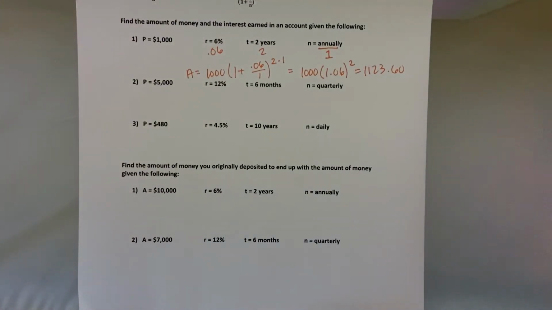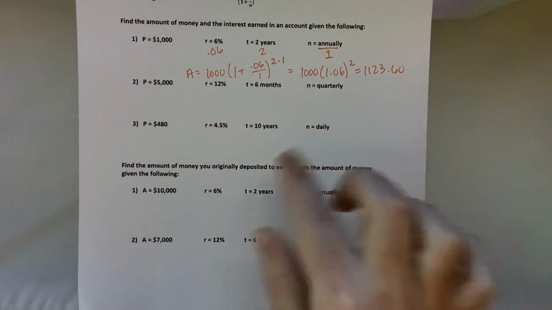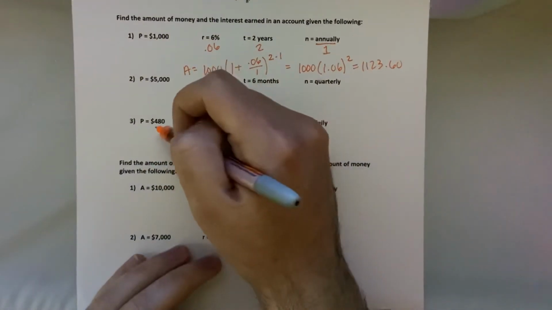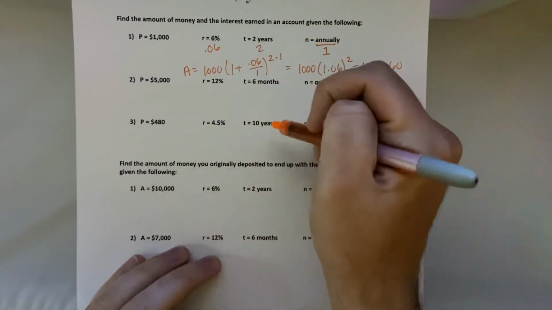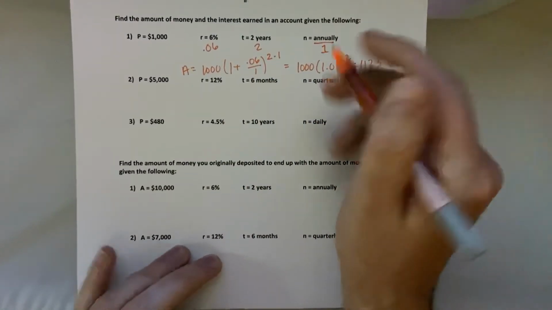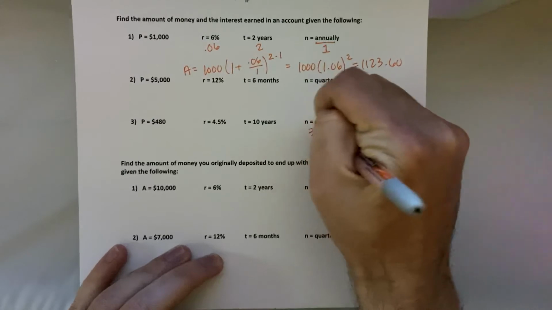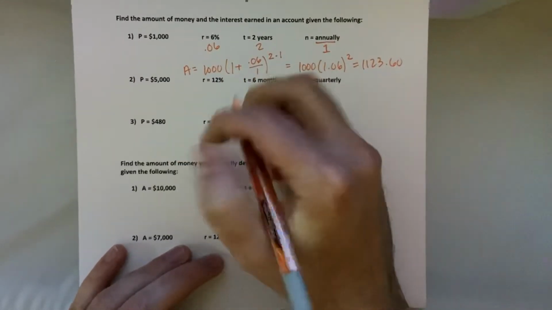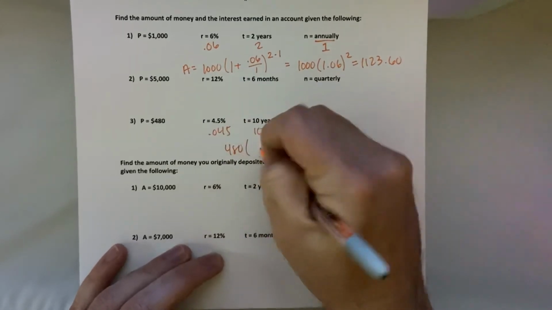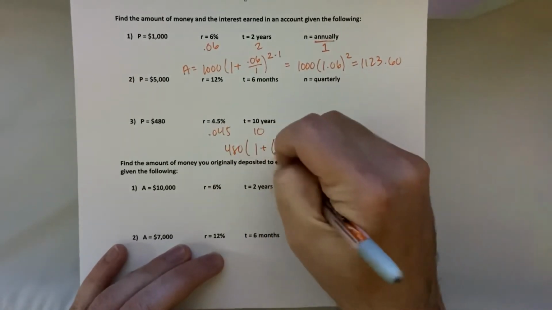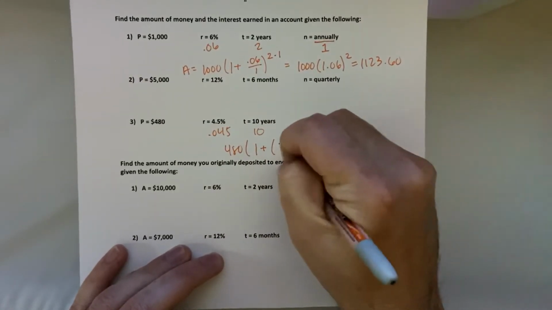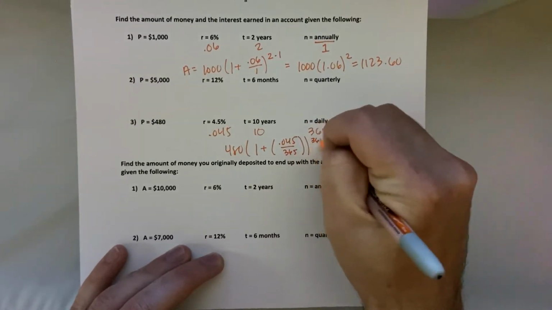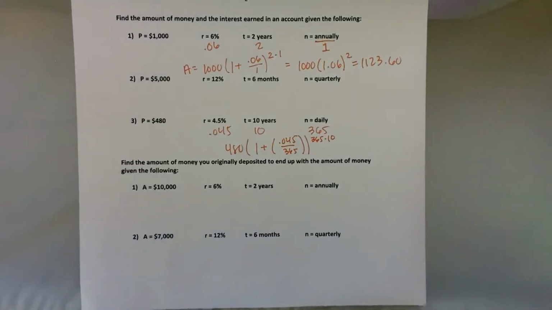Let's try this one more time, and we'll use daily, 365 days a year. You borrow $480 at 4.5% interest for 10 years, but this time we're doing it daily. So that will let n equal 365. So we've got 480 times 1 plus 0.045 over 365 to the 365 times 10 power.